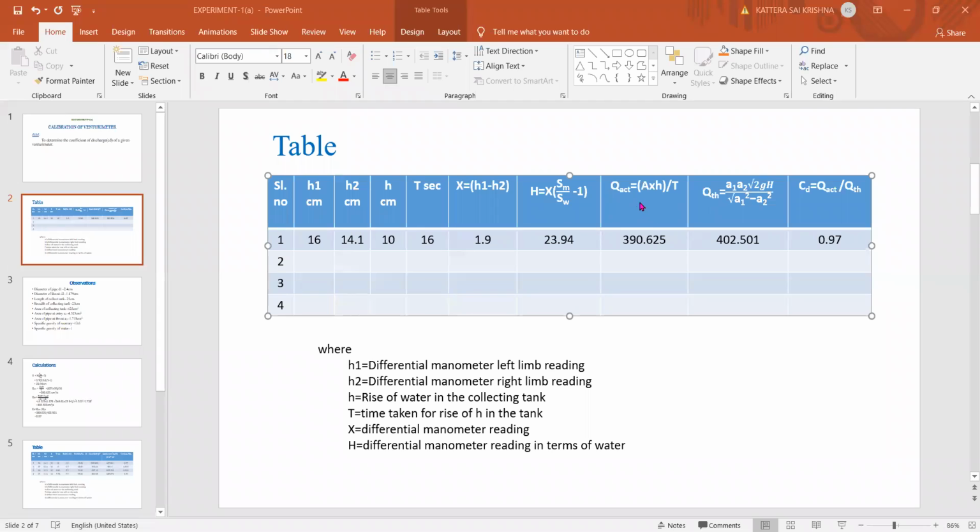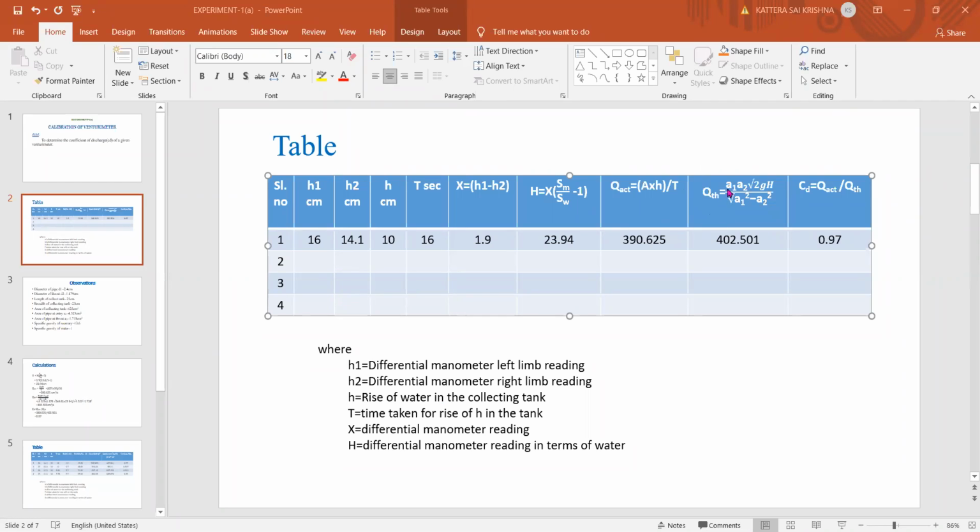Next, Q actual equal to capital A into H. What is capital A here? Cross-sectional area of the collecting tank. I'll tell what that is. Into H. H is how much rise of water you are taking in the collecting tank. Here I wrote it there: rise of water in the collecting tank. Always this H is 10 for our experiment. By time, how much time is taken for this H centimeter rise? So Q actual equal to capital A into H by T.